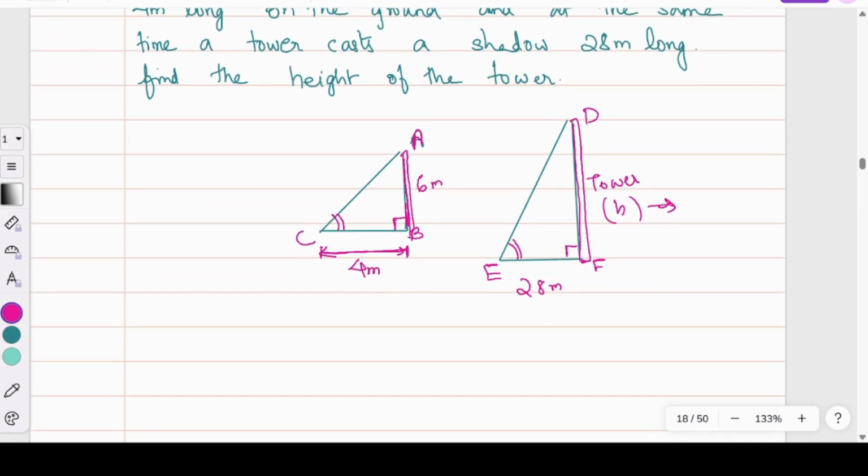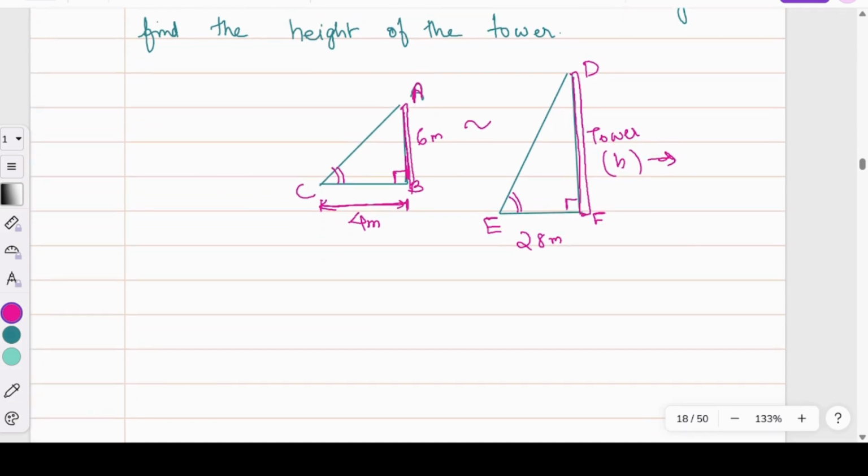So if we want to find the height of the tower, how we have to do? We have to first prove that these two triangles are similar. If these two triangles are similar, then we can write the sides are proportional, right? Then using the proportionality, we can find it. Okay. So first we have to find what? We have to find whether these two triangles are similar or not. So in triangle ABC and triangle DEF, what all things are given in the question?